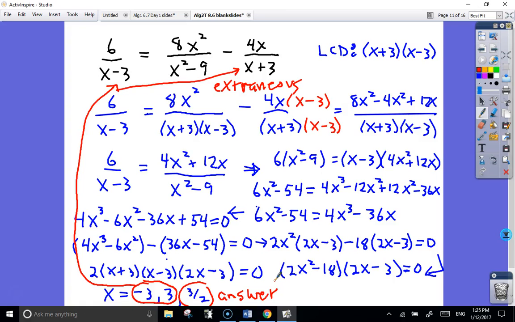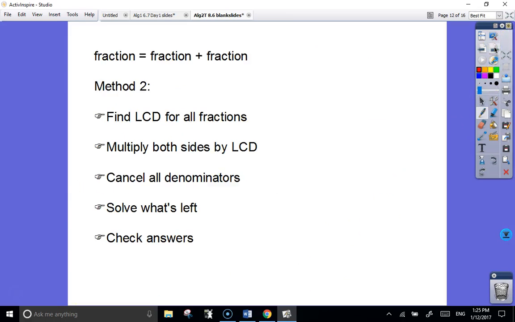Now that's a lot of work for one problem. The thing is that leads us into method 2. Method 2 is the one where you don't get as many extraneous solutions, and it's maybe less work to do. It's also kind of similar to what we did in part of the homework from last night.